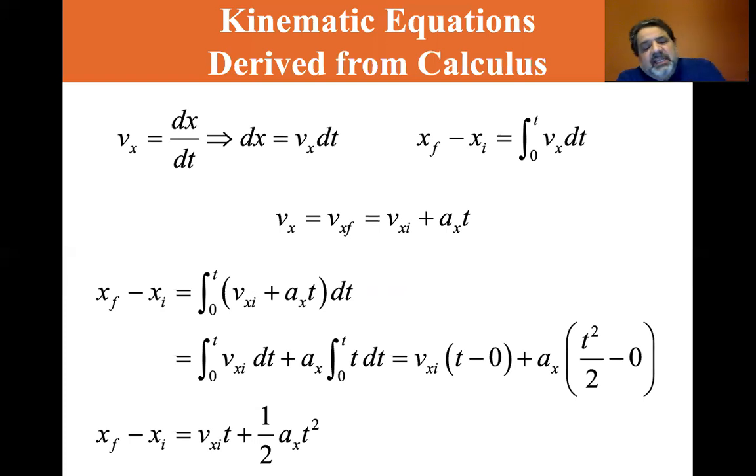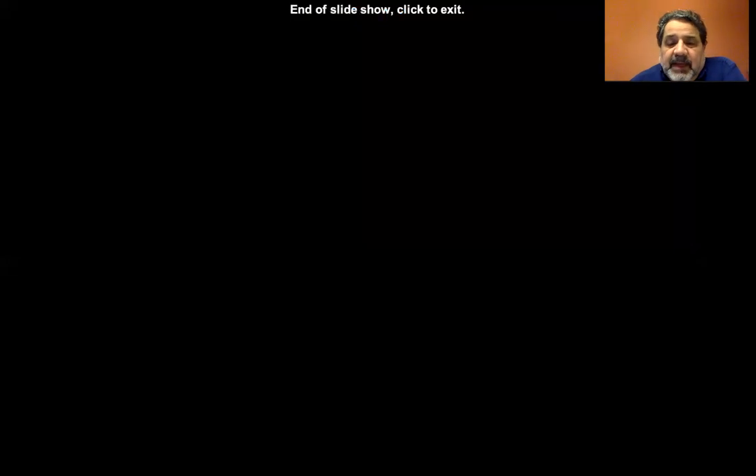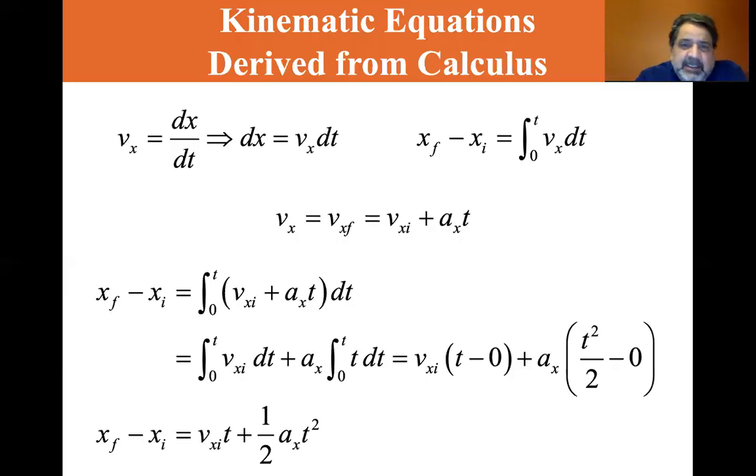We're used to seeing it as x final equals x initial plus Vxi t plus 1/2 a t squared. And that's the end. That's getting the kinematic equations derived from calculus.